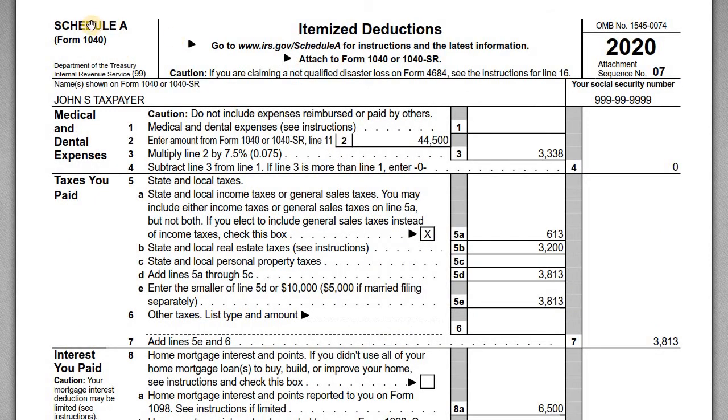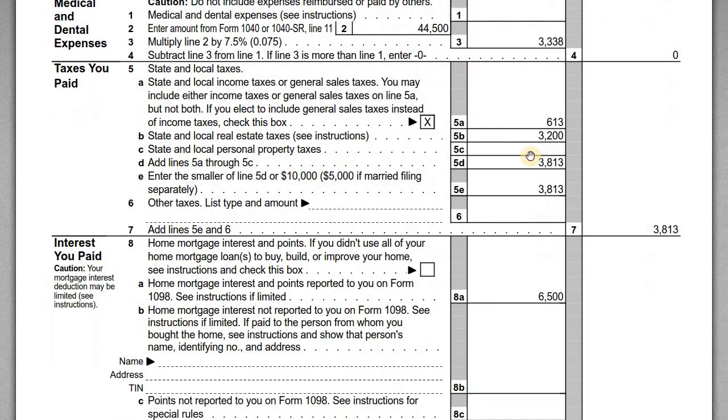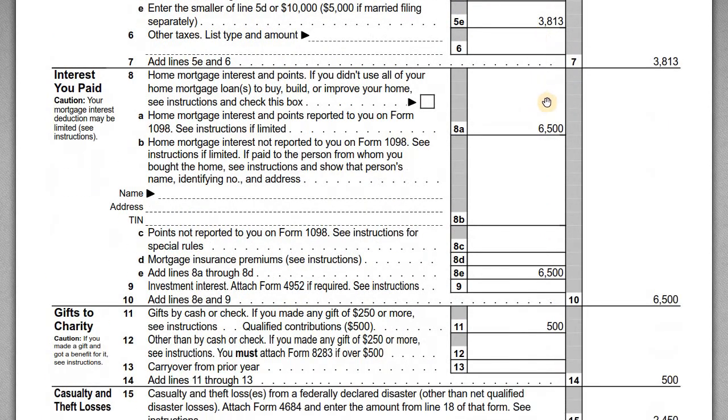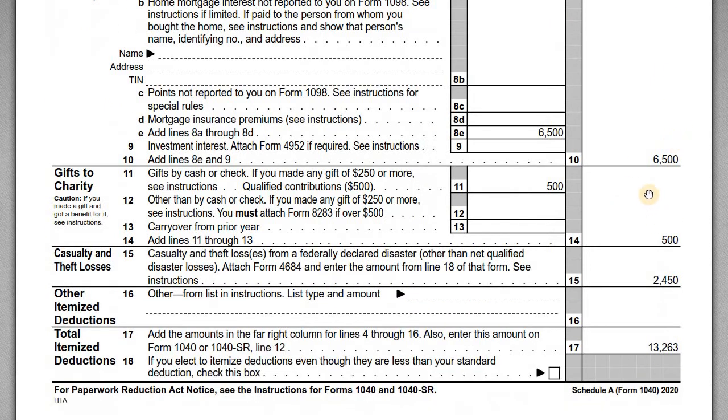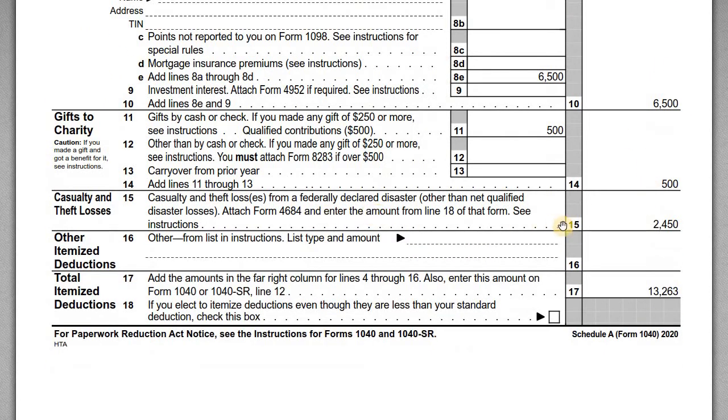So here we have John's Schedule A. He's got taxes here for real estate taxes. He's paid mortgage interest on his property, some charitable gifts, and then right here in this section, line 15, we have the casualty and theft loss. So that's the $2,450. So his total itemized deductions for the year are $13,263.